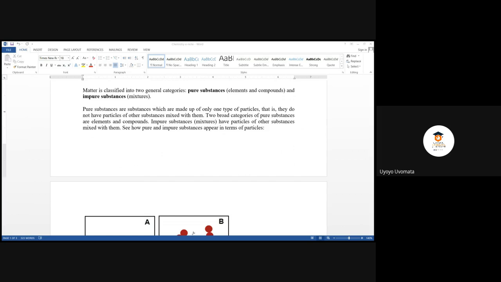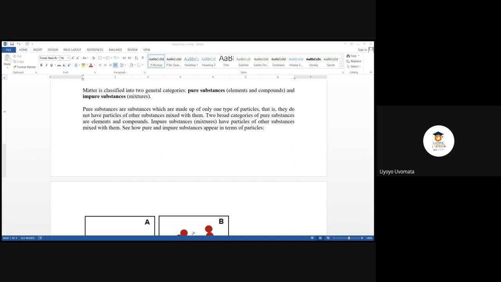So in essence, instead of just saying that matter is classified into 2 general categories, we can also say, and which is very accurate, and you may see it a lot this way, that matter is classified into elements, compounds, and mixtures. I say again, matter can be classified into elements, compounds, and mixtures. But as stated some few seconds ago, elements and compounds are pure substances.